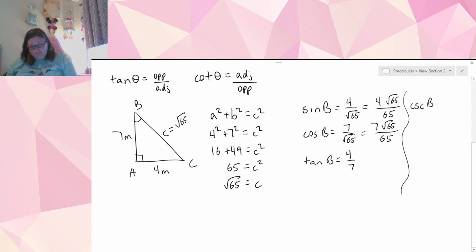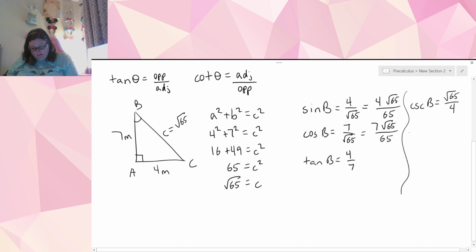So next I'm going to do cosecant of B, which is the flip of sine of B. So I'm going to take my original fraction that I got, 4 over the square root of 65, and I'm going to flip that. So I get the square root of 65 over 4. So there's nothing to rationalize on that one.